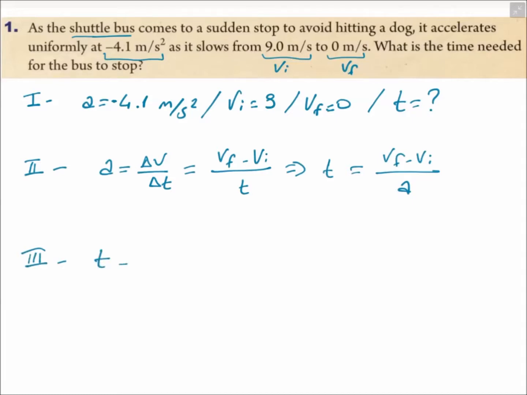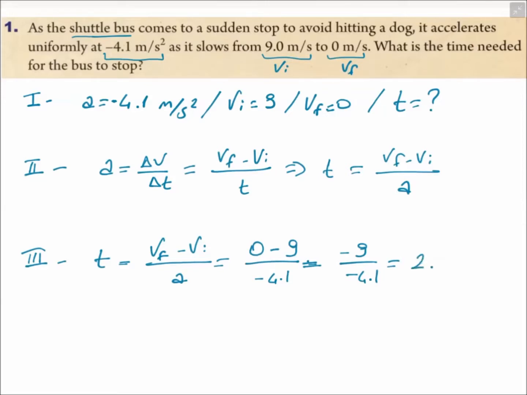So time equals V final minus V initial over acceleration. V final is 0 minus V initial is 9 over acceleration is negative 4.1. And this is equal to negative 9 over negative 4.1, negative and negative is going to be positive. So the final result is going to be 2.2 seconds.